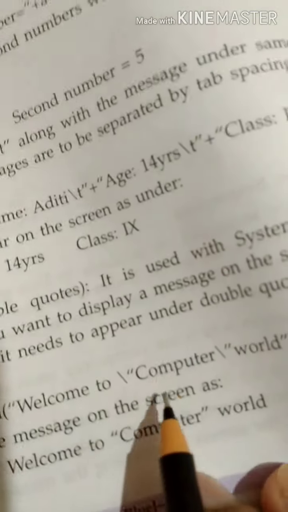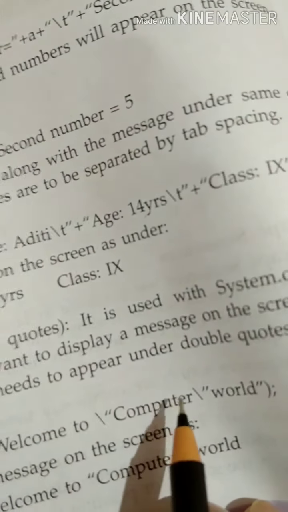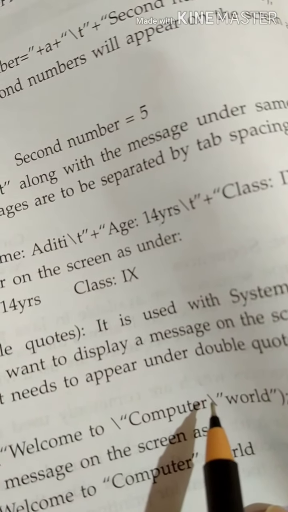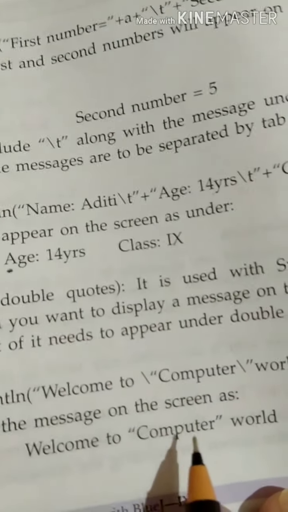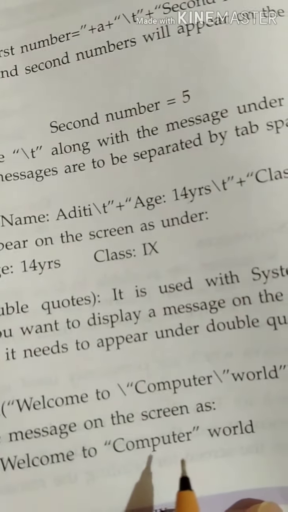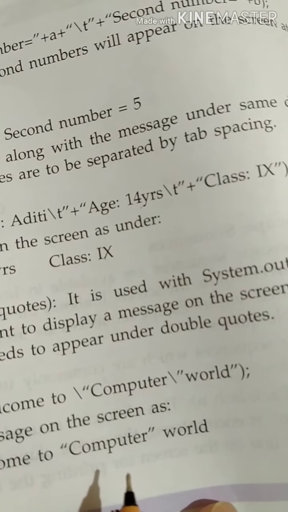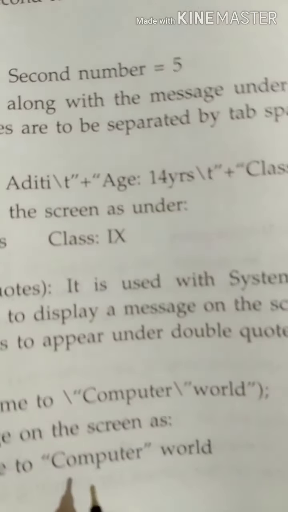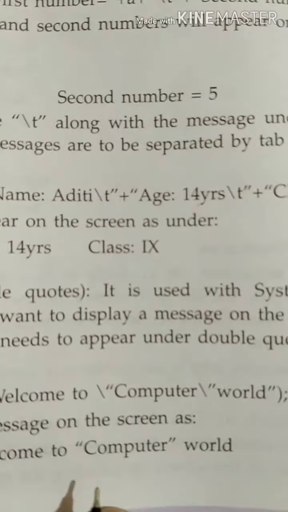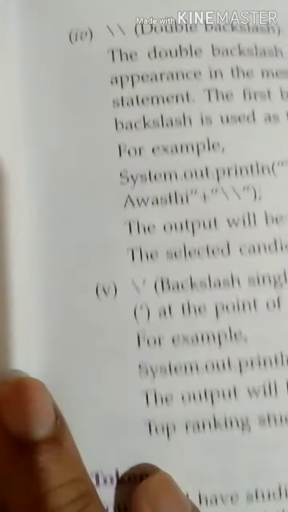So this computer is under the backslash double quote and backslash double quote. Okay, so in the output you will see: welcome to double quote computer double quote. So this is actually a string value that we are showing here. Okay, next.